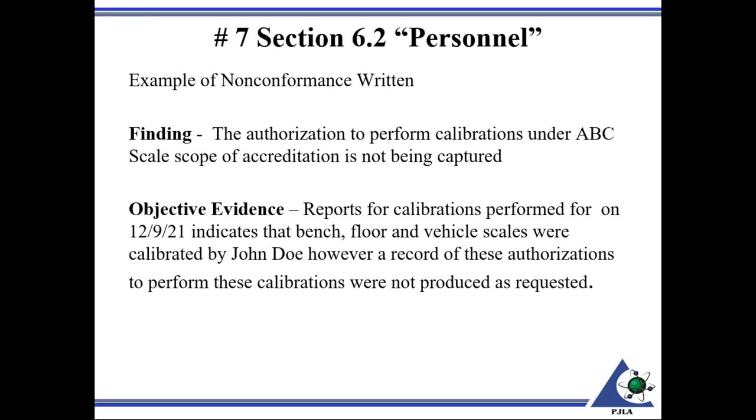And here's an example of a finding that was written. The authorization to perform calibration on their ABC scale scope of accreditation is not being captured. So why was that non-conformance written? Reports for calibration performed on 12/9/21 indicate that the bench, floor, and vehicle scales were all calibrated by John Doe. However, a record of the authorization to perform these calibrations was not produced as requested.